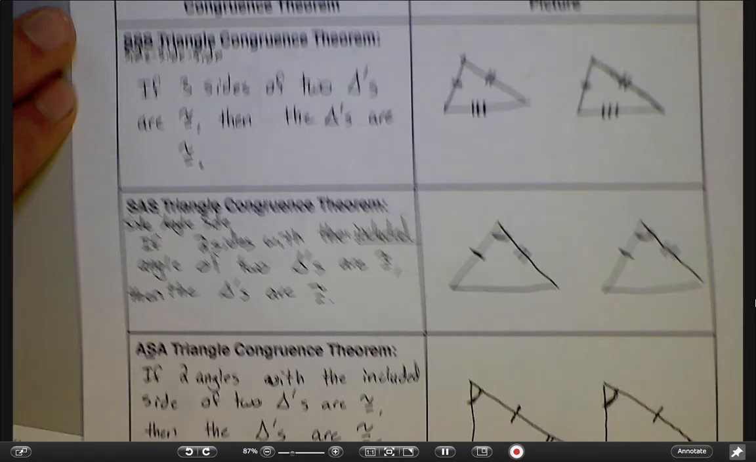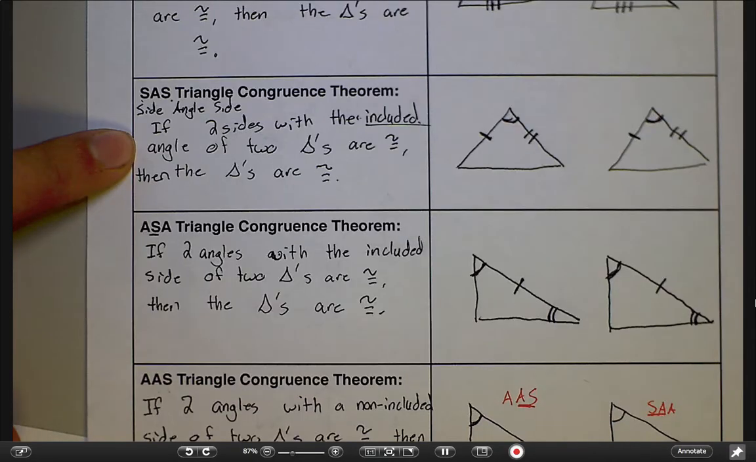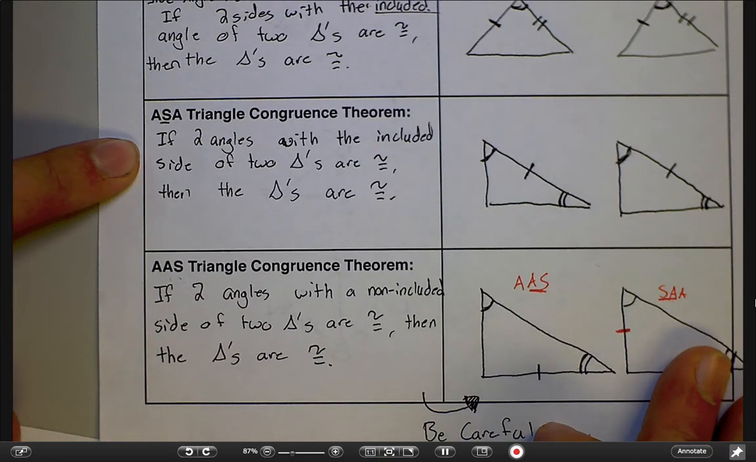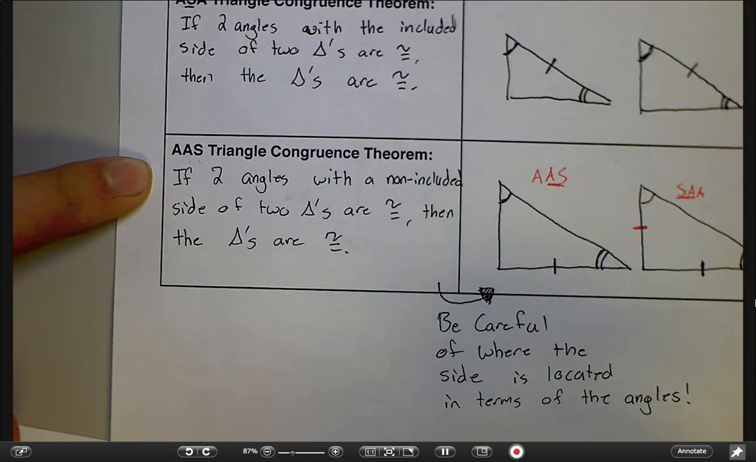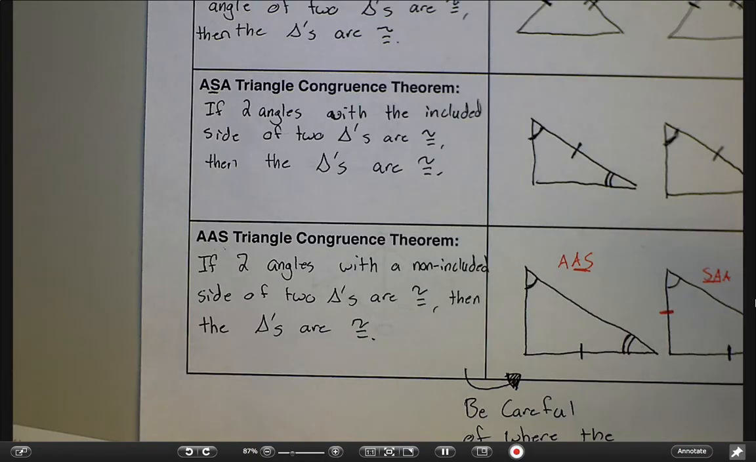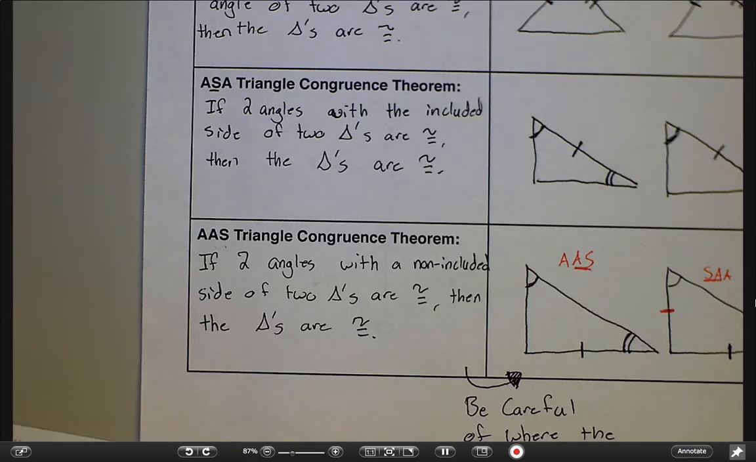So again, we have side, side, side. We have side, angle, side. We have angle, side, angle, and angle, angle, side. Now I do want to quickly talk about where these things are coming from. So these are triangles, which means we have basically three pieces of information that we need. And we're using sides and angles. Those shouldn't necessarily be a shock to you. What I want to talk about though is the ones that we don't have.